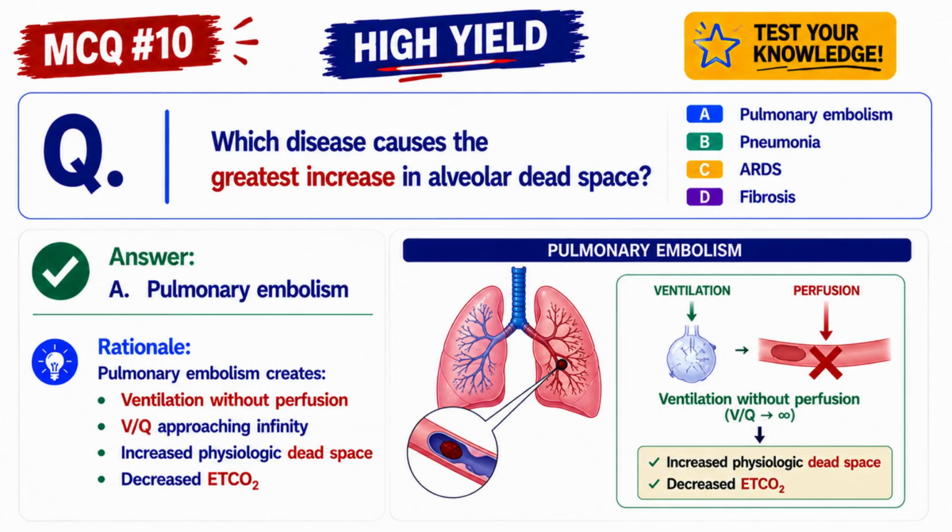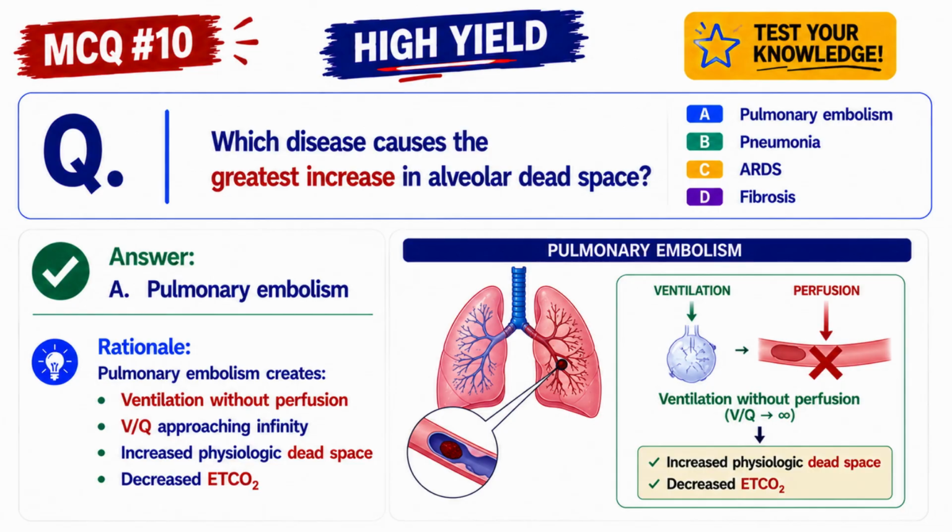Pneumonia: areas of consolidation, perfused but not ventilated, shunt physiology, opposite of dead space. ARDS: combination of shunt and dead space, but not primarily dead space. Fibrosis: restrictive physiology, reduced lung volumes, not primarily a dead space disease. Pulmonary embolism: alveolar dead space, V/Q approaching infinity, EtCO2 drops, PaCO2 to EtCO2 gradient widens.